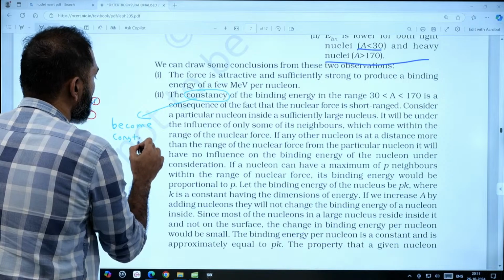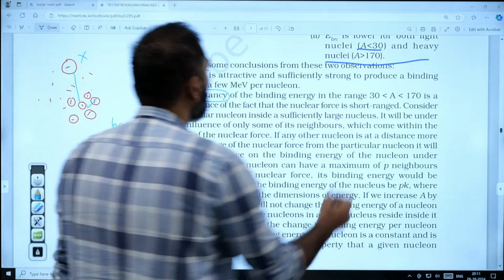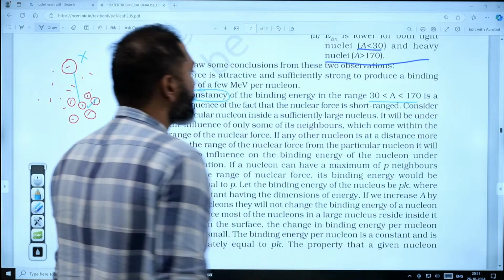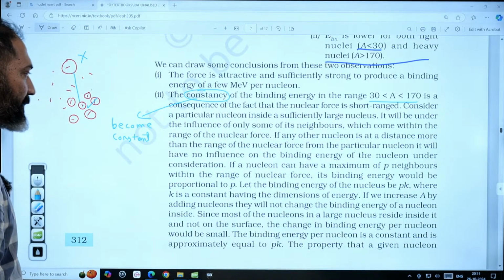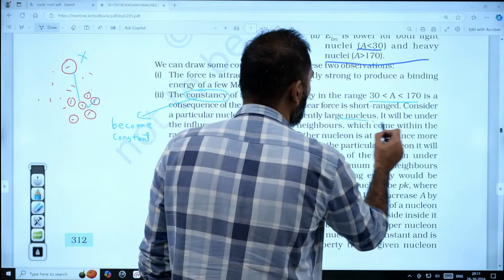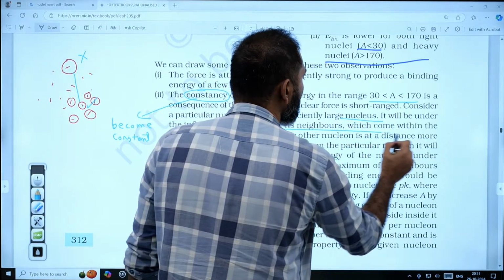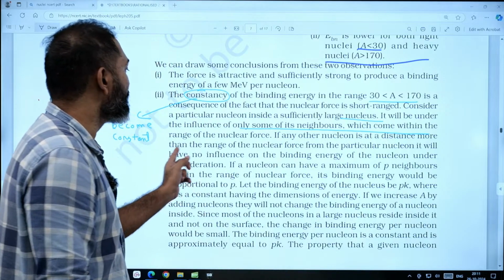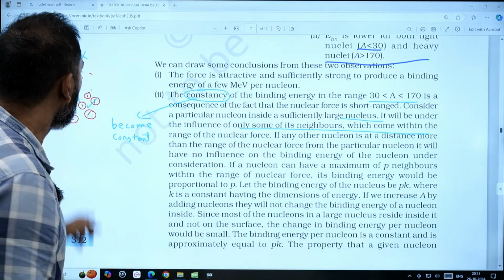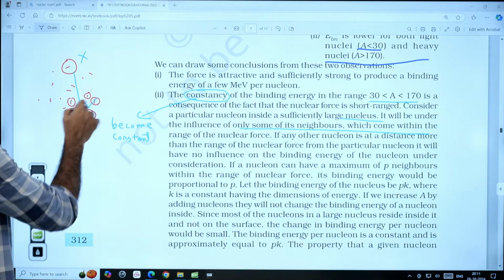Become constant. The constancy of the binding energy in the range 30 to 170 is a consequence of the fact that nuclear force is what? Short-ranged. Consider a particular nucleon inside a sufficiently large nucleus. That nucleon will be under the influence of some of its immediate neighbors which come within the range of nuclear force. So this particular nucleon is under the influence of its neighbors.